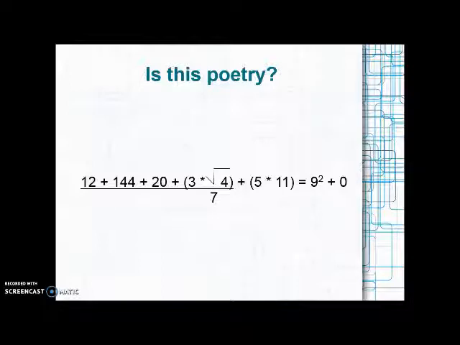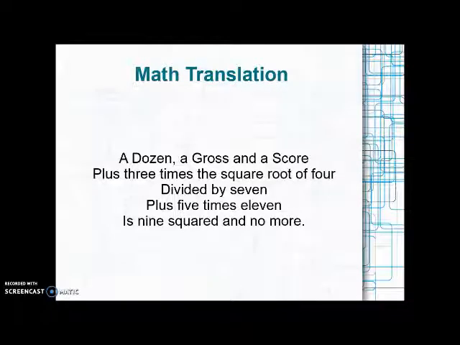Looks like a bunch of math. I know both sides equal 81, but what on earth is happening here? 12, 144, 20? I don't get it. But wait, what if there was a different way to talk about this?